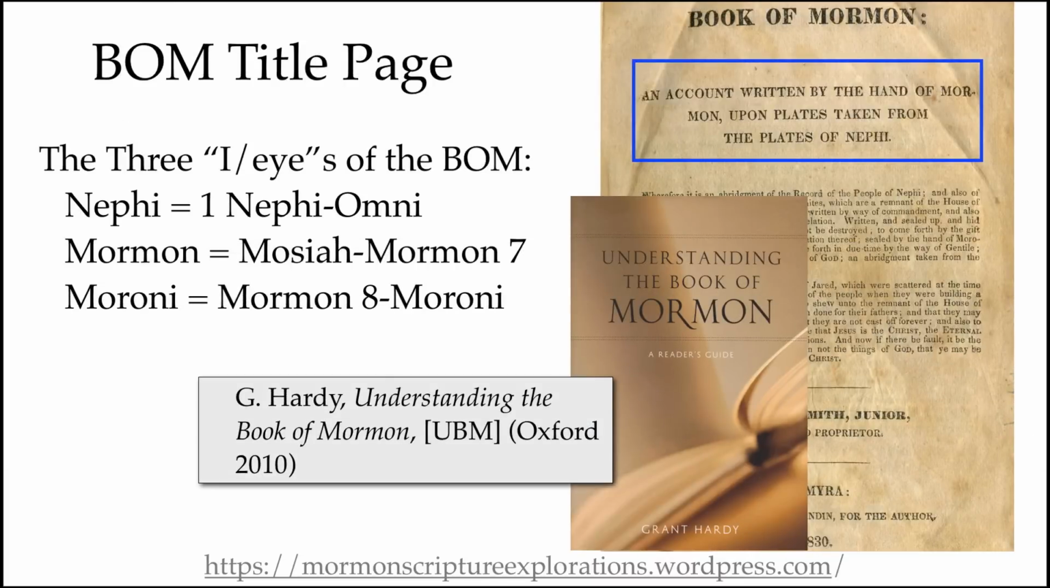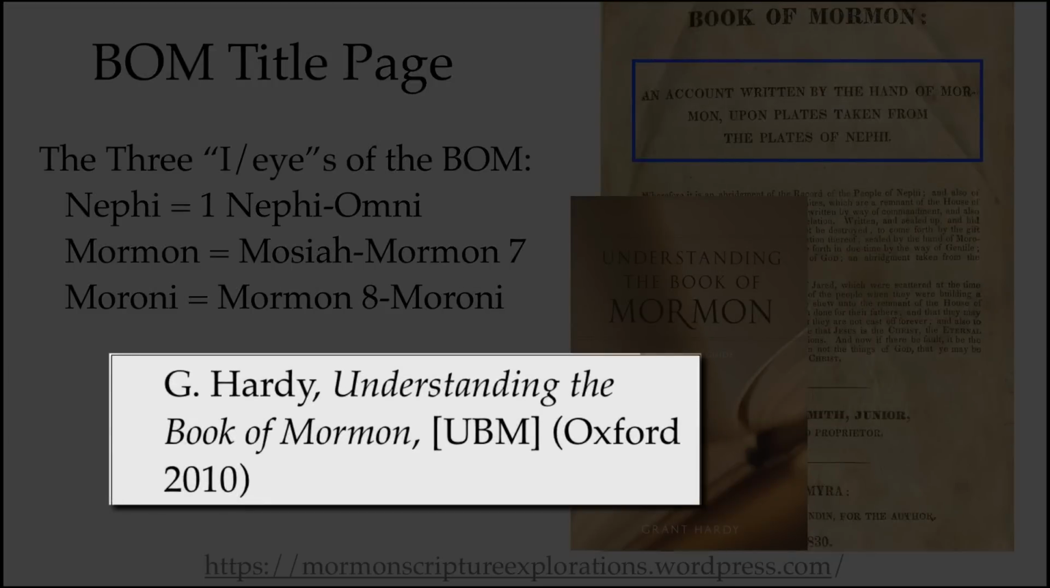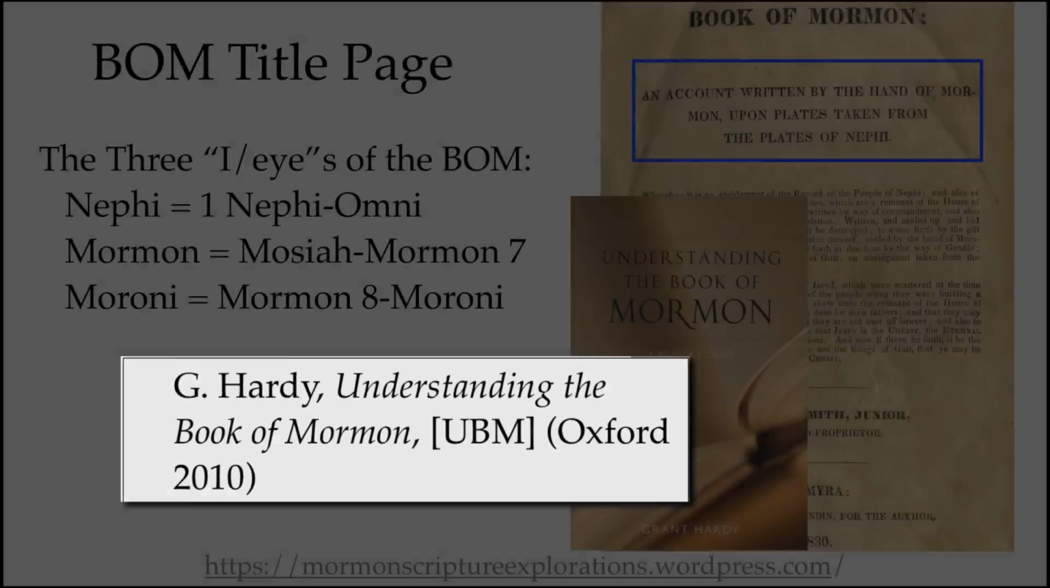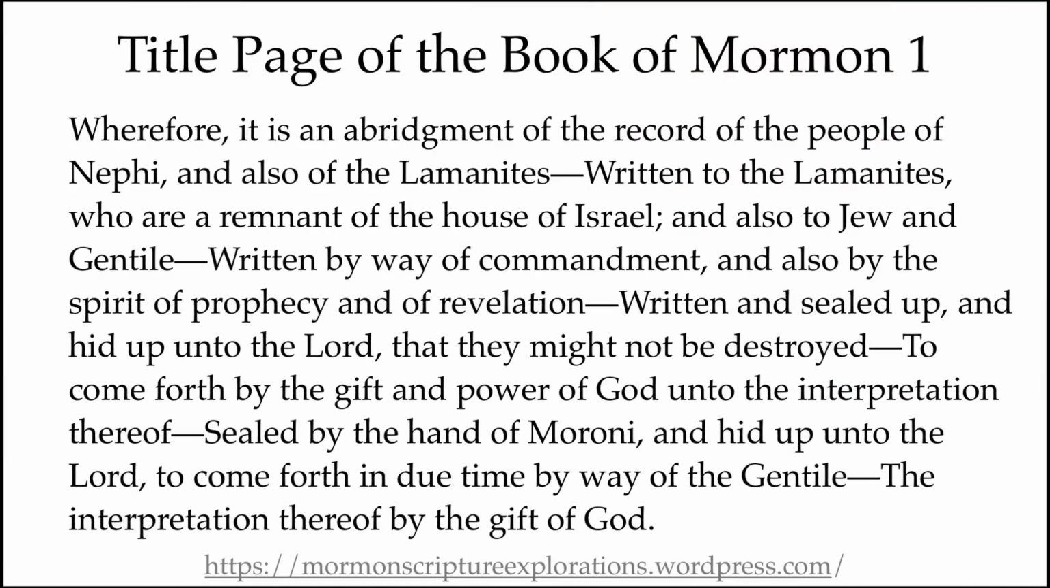We could call these people the three I's, that is to say, the three people who write in first person, "I, Nephi, did such and such." And they're also the three people who observe the action and record the action. Mormon is both an abridger and also an author of certain texts himself. So the three first person authors are Nephi, Mormon, and Moroni, and this has been studied in detail in Grant Hardy's Understanding the Book of Mormon, a great book which looks at the literary issues surrounding these three authors, just out from Oxford University Press.